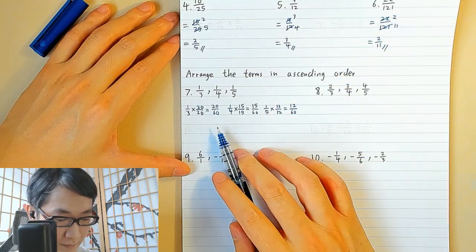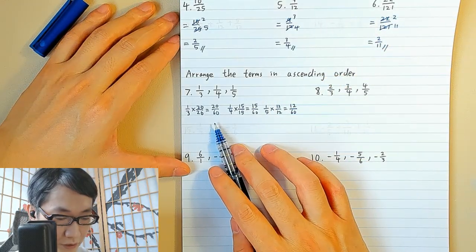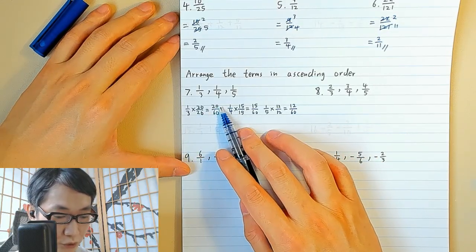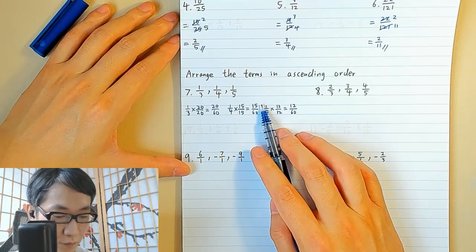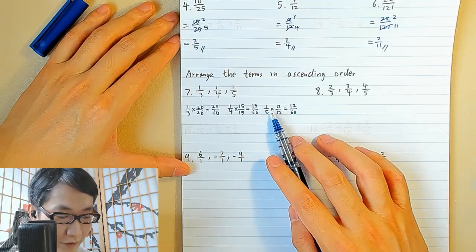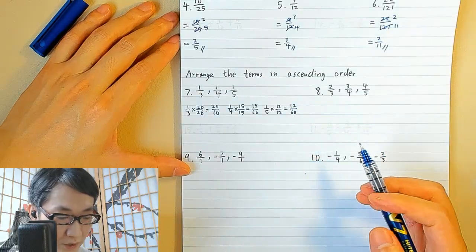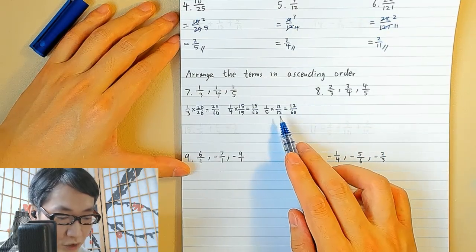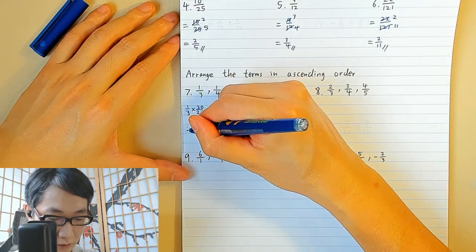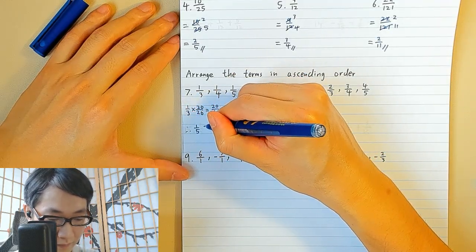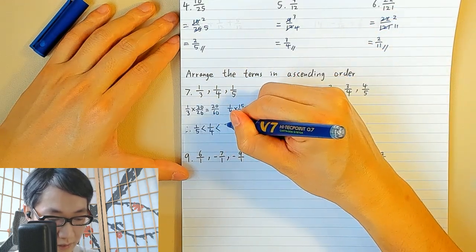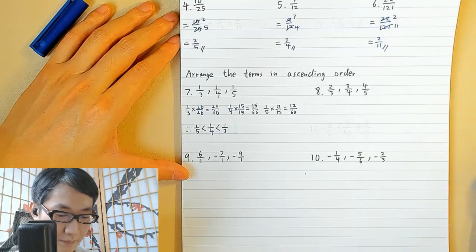Okay. So then now we can compare. So actually, on the same pizza, 1/3 has the most portions, 20 portions, followed by 1/4, which has 15 portions, and 1/5 has 12 portions. So in ascending order, which means this goes first, 1/5 goes first. So 1/5 is smaller than 1/4, is smaller than 1/3. Okay.